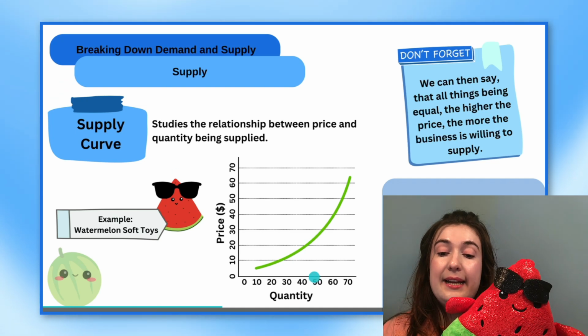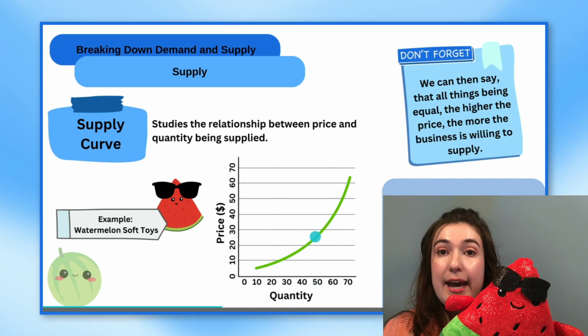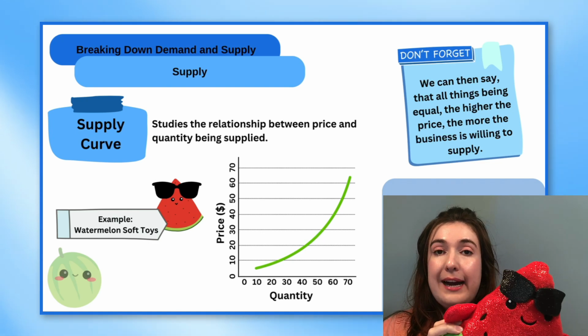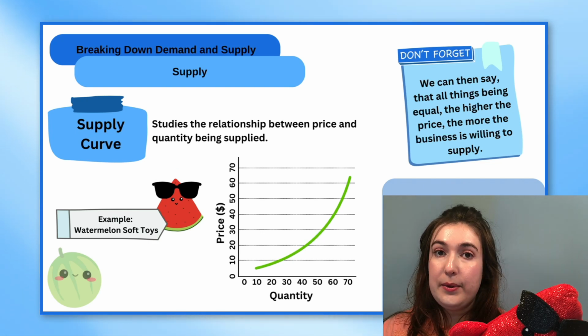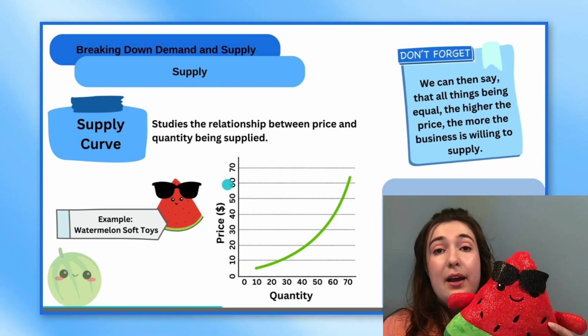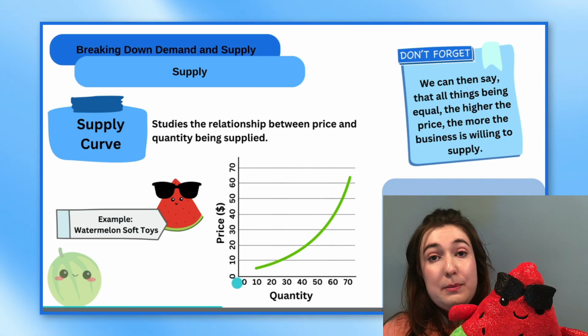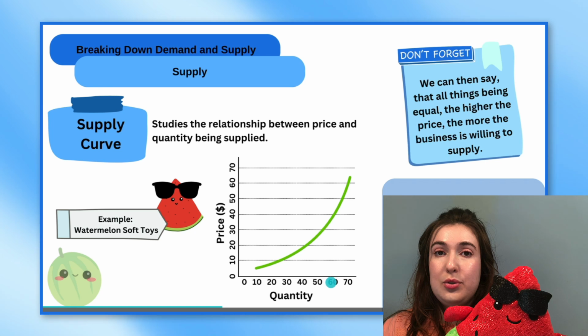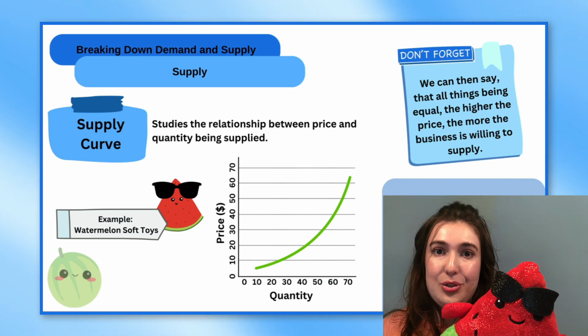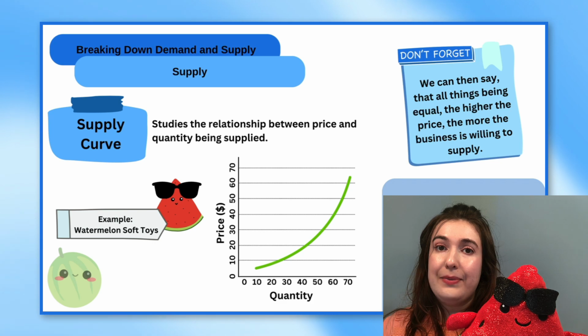If I say that instead I want to sell 50 of these, I can now charge roughly $25 per one, because if all things are equal, the higher the price is on our vertical axis, quantity-wise, we will be able to supply more, because we are not only able to afford it, but also because we want to charge more, because we want to make more income as a business.